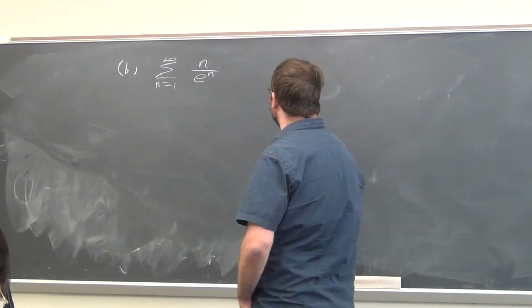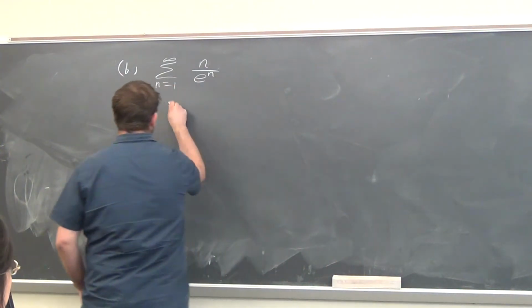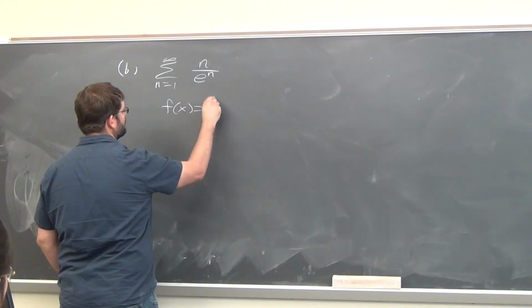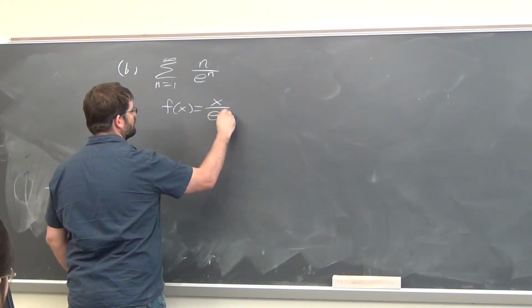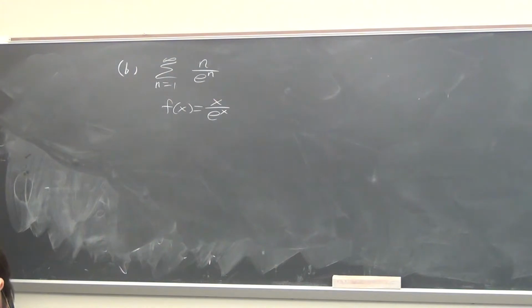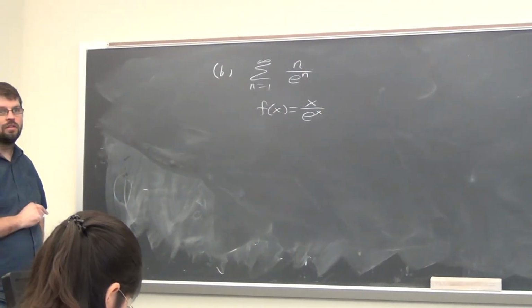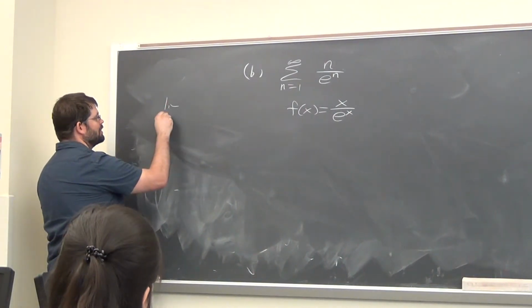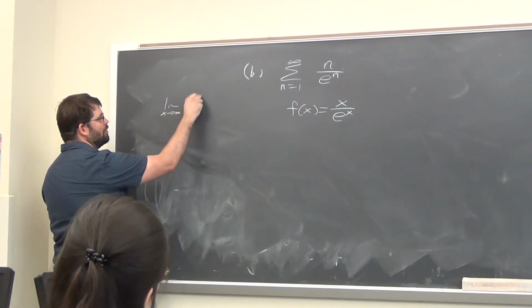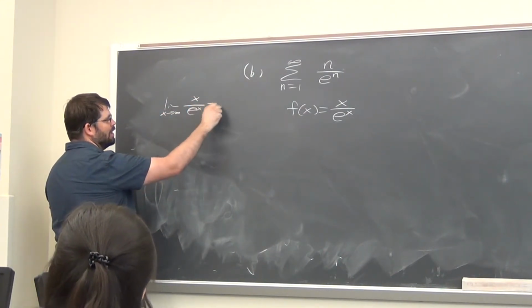So let's, okay. We don't really need this, but the first thing should be the nth term test. Does n over e to the n go to 0? Yes, I agree. How would you show it if you were asked to? Let me come off to the side. I'm going to do it with x's. If I had x over e to the x, how would I show that goes to 0?